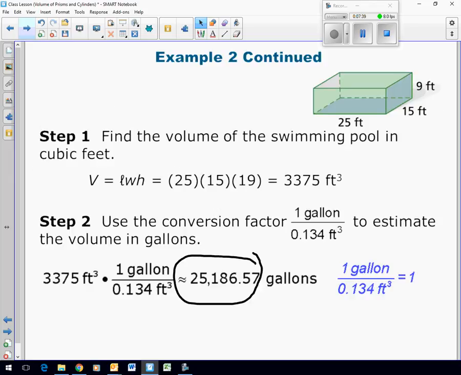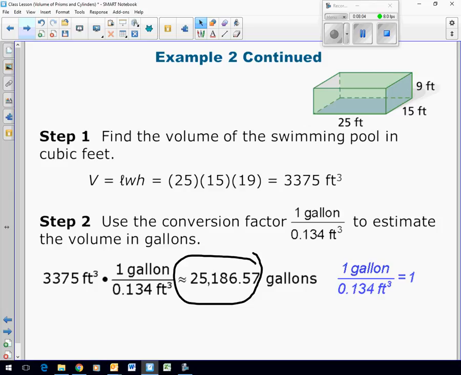Here we go. Find the volume of the swimming pool in cubic feet. Guys, how do we calculate the volume of a rectangular prism? Open up a notebook and take notes. To calculate the volume of a rectangular prism, we take length times width times height.